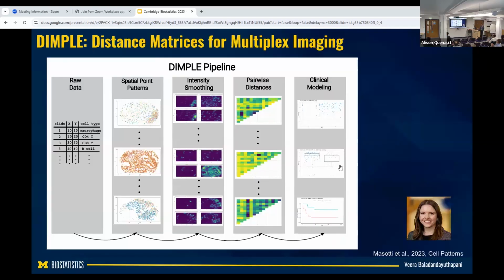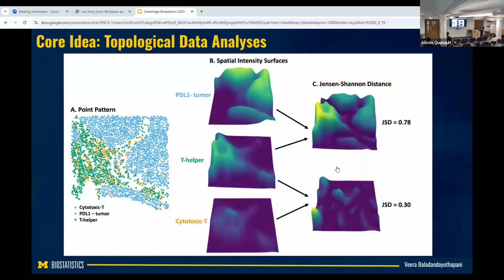So that's why we've developed this pipeline called Dimple, but I'll give you the key idea here now. It's still a point pattern, but now the point pattern is multi-type. You're showing 3 types here, just for illustration: cytotoxic T, PD-L1, and T helper. So we do actually very simple things. We take this whole thing and estimate the spatial intensity of this point pattern. You can estimate it using a model-based way, or you can do something very simple, a 2-dimensional kernel density smoother, a spatial smoother.